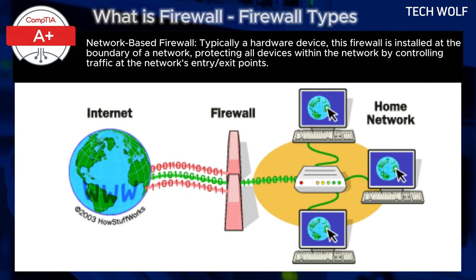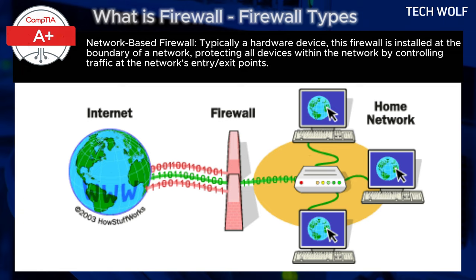And here is a real-world example. Imagine a company that has an internal network for its employees. The company uses a network-based firewall to protect its sensitive data from external threats. When an employee tries to access the internet, the firewall ensures that only legitimate web traffic is allowed through, and it blocks any suspicious or harmful traffic, such as unauthorized access attempts or malicious data from hackers.